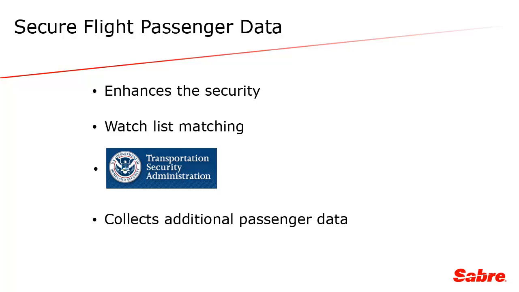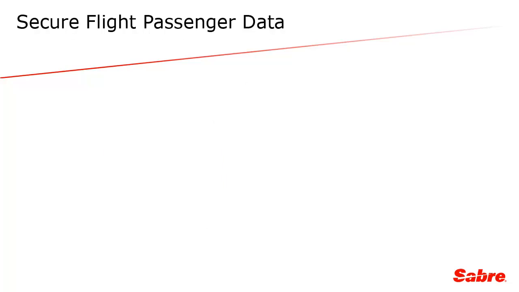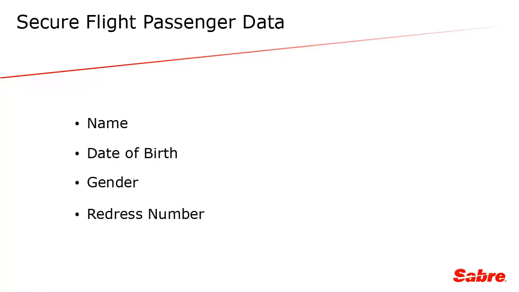After matching passenger information against government watch lists, Secure Flight transmits the matching results back to the airlines so they can issue passenger boarding passes. This process facilitates passenger air travel and results in fewer misidentified passengers. Under the Secure Flight program, passengers making a reservation are required to provide their full name, date of birth, gender, and redress number, if applicable.